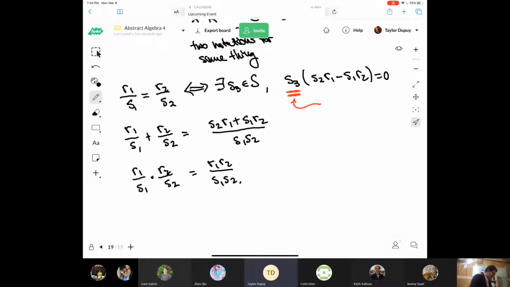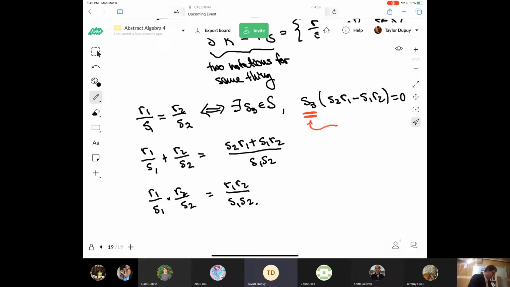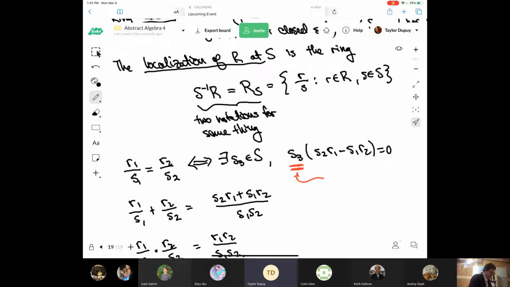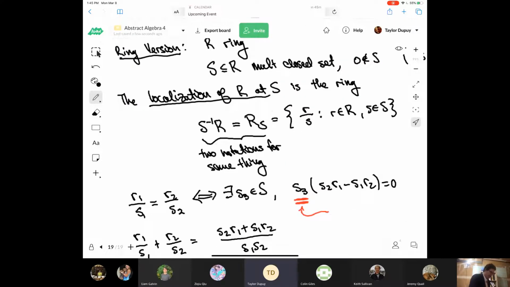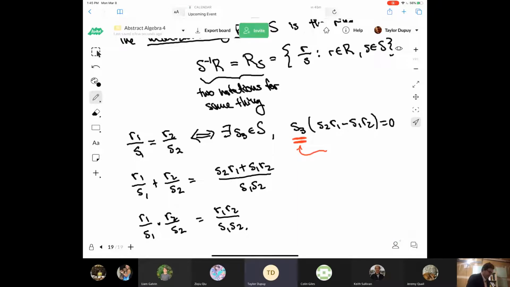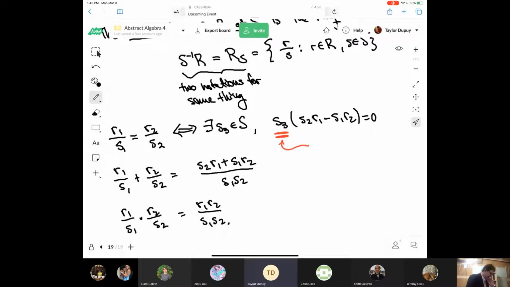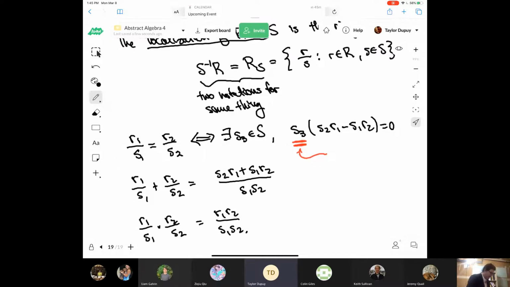So the official definition, right, I'm doing it as pairs here, but really we have equivalence classes of pairs of elements r and s, right? That's how this is officially defined, but it's these rules here. And this thing here tells you the equivalence relation.